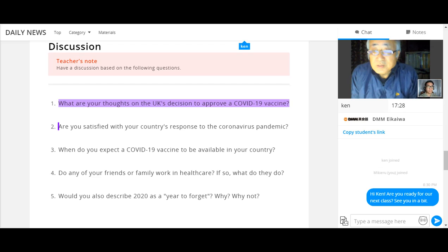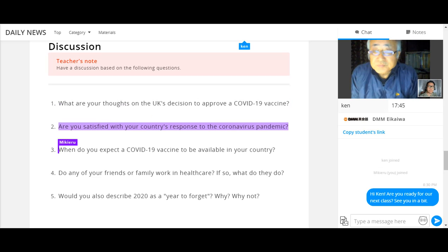I think every world leader is really conscious of how they're going to get a solution for the COVID-19 outbreak. So are you satisfied with your country's response to the coronavirus pandemic? No, I don't think so, because our government, the things our government cares about is not to go outside.